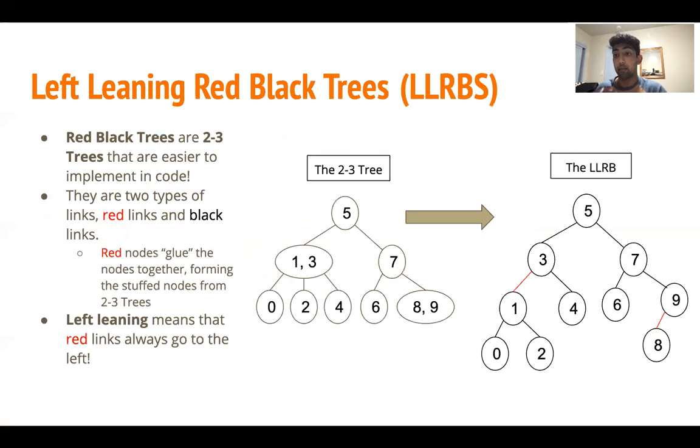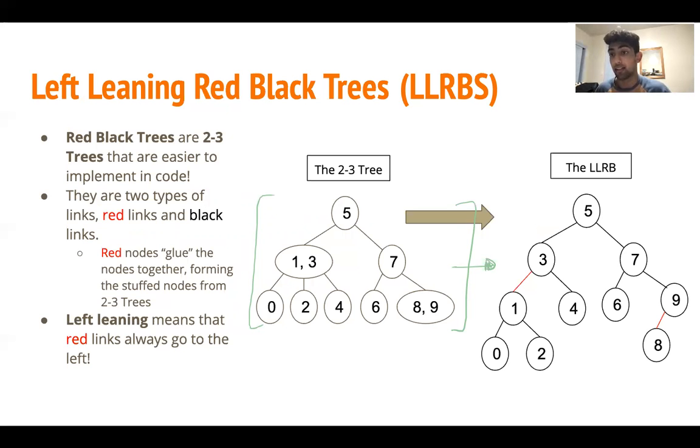The problem, just to recap once more, is that 2-3 trees are really hard to implement in practice. So what we're going to do, which is very clever, is we're going to say, let's take a 2-3 tree and change it into a form that's easier to implement, okay? That form is called a left-leaning red-black tree. So for every 2-3 tree, this is very important, there is one and exactly one corresponding LLRB. Looking at this example here, for this 2-3 tree, there is one and exactly one corresponding LLRB.